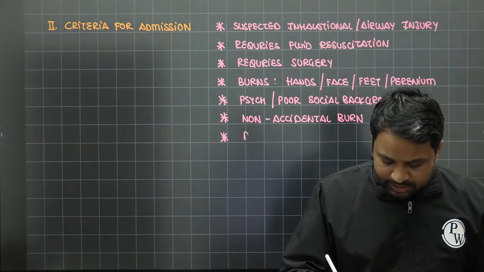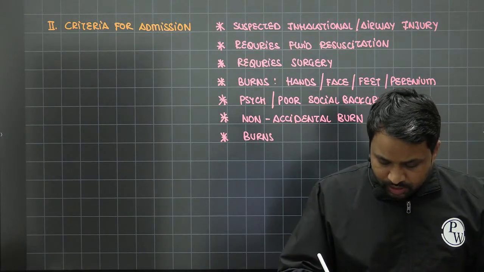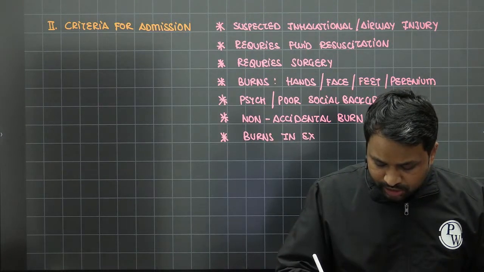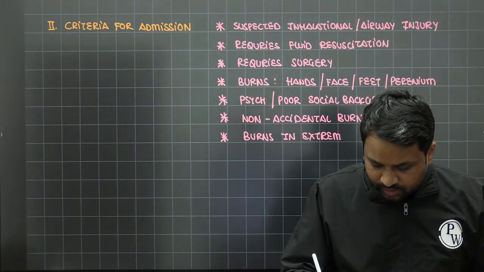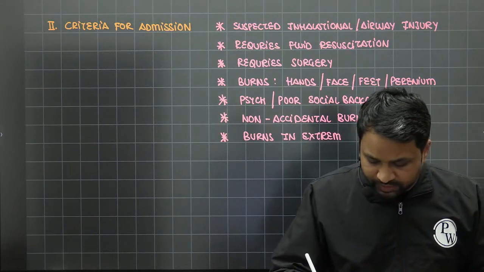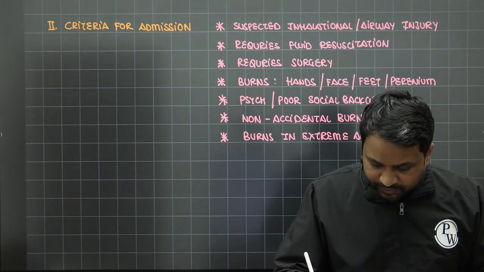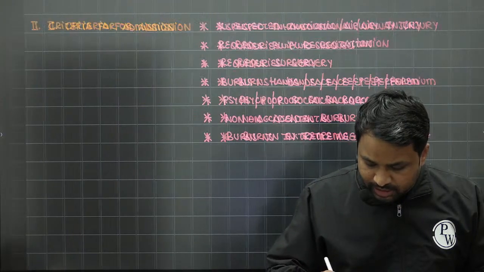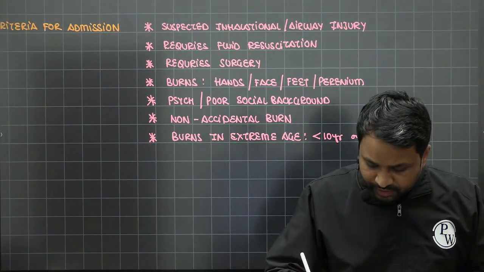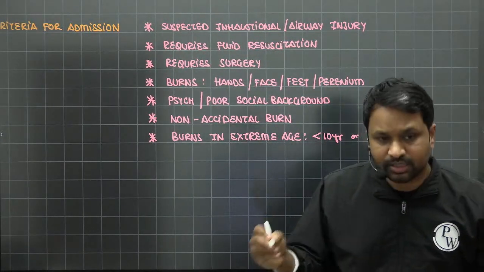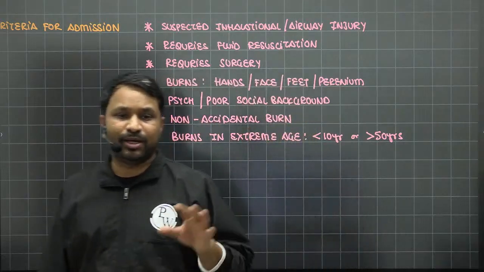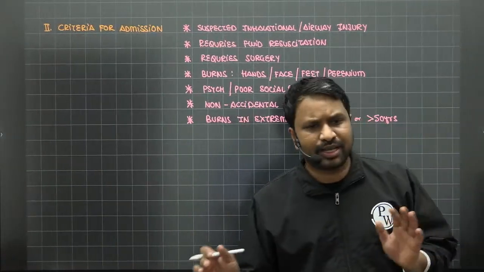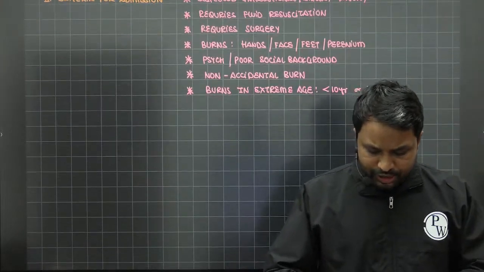If burns in extreme of age. So when I say extreme age, who qualifies? The criteria for extreme age is age less than 10 years or age above 50 years. So either less than 10 years or above 50 years will qualify as extensive burns, or I can say extreme of ages.